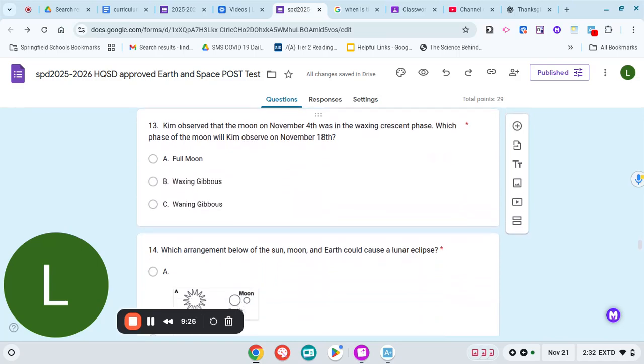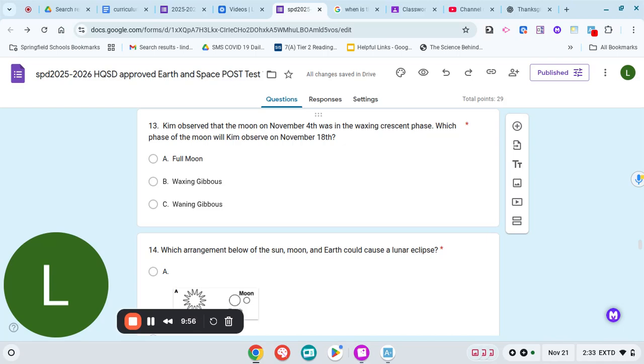Number 13, Kim observed that the moon on November 4th was in its waxing crescent phase. Which phase of the moon will Kim observe on November 18th? So what you have to do here, you have to take November 18th minus November 4th. How much time is that? Keep that in mind and say, okay, start on the waxing crescent phase and then go however much time that is.